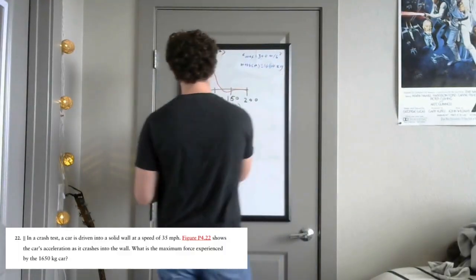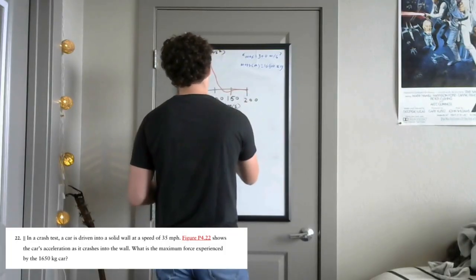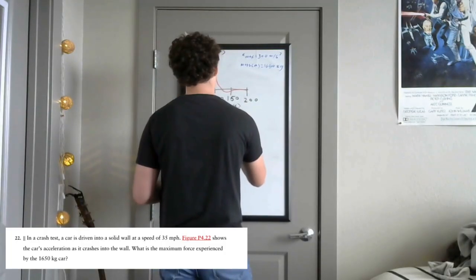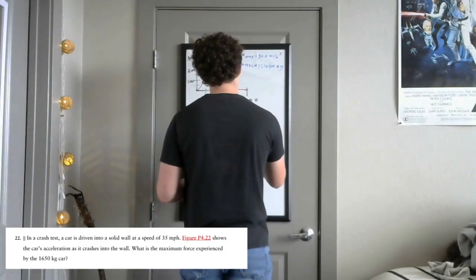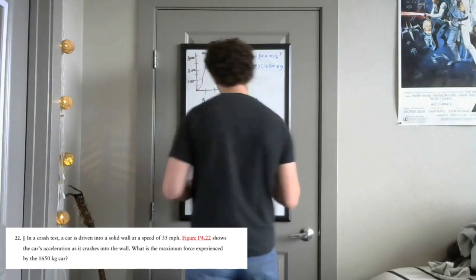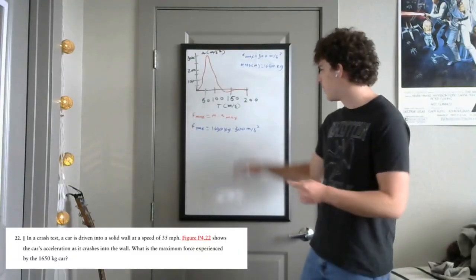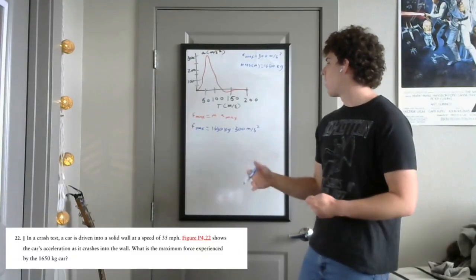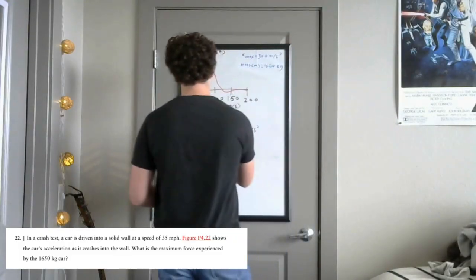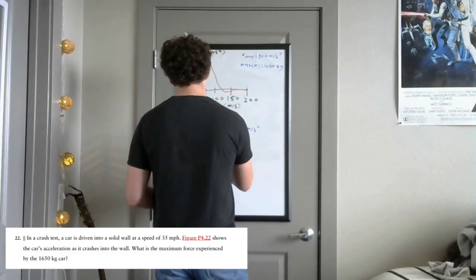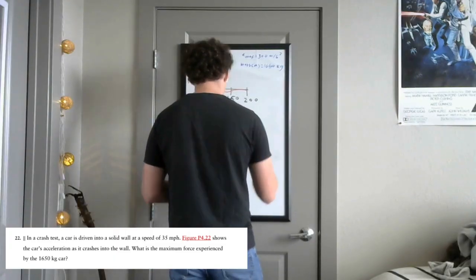So F max equals our mass, 1,650 kilograms, times our maximum acceleration, which is 300 meters per second squared. Now I've taken the liberty of doing this math already, and when you multiply 1,650 kilograms by 300 meters per second squared, you get 495,000 kilograms times meters per second squared.